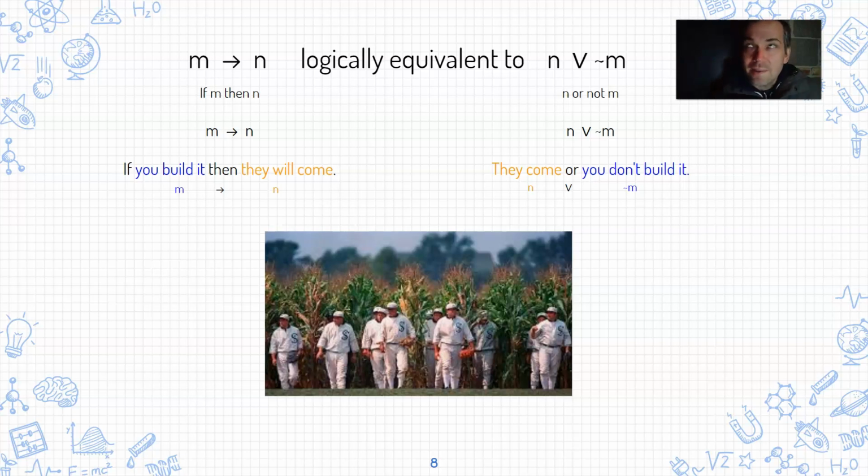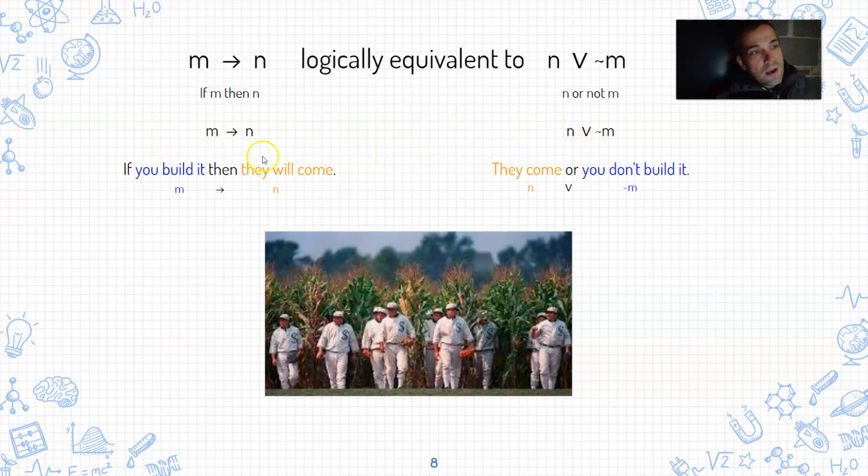But if you're still like, don't get it, don't buy it, then what I really want you just to understand is when we have a conditional statement M arrow N, we can always replace that by negating the antecedent, negating the condition, so making not M, putting an or, and putting the consequent. N or not M is the same as M implies N. I just want you to know this.